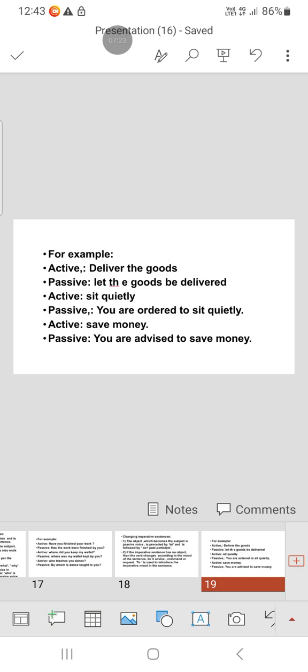For example, active, deliver the goods. Passive, let the goods be delivered. Active, sit quietly. Passive, you are ordered to sit quietly. Active, save money. Passive, you are advised to save money.